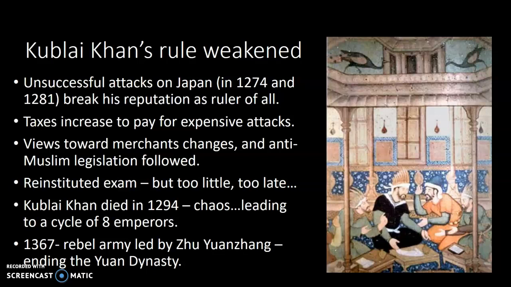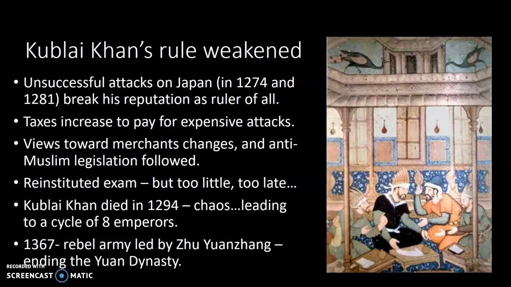But there's a lot of weak emperors that follow Kublai Khan. So one thing to note is the Mongols come in with a particular kind of rule for a good amount of decades, but then it's chaotic for the rest of the time. So that's important to keep in mind. The civil exam do get reinstituted on a limited basis in the early 1300s.